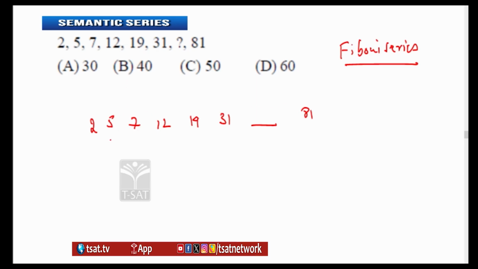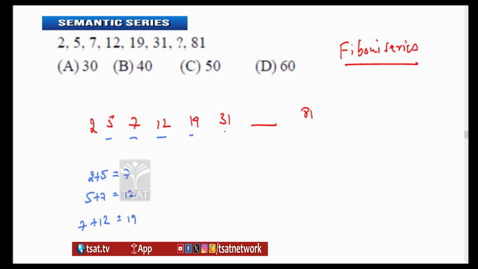In Fibonacci series, we need to add the first two numbers. That is, to get this 7, we have to add 2 and 5. So 2 plus 5, you got 7. In the same way, to get the next number, that is 12, we have to add 5 and 7. So 5 plus 7, then you will get 12. In this way, again to get 19, we have to add the previous two numbers, that is 7 and 12. So 7 plus 12 will get 19.